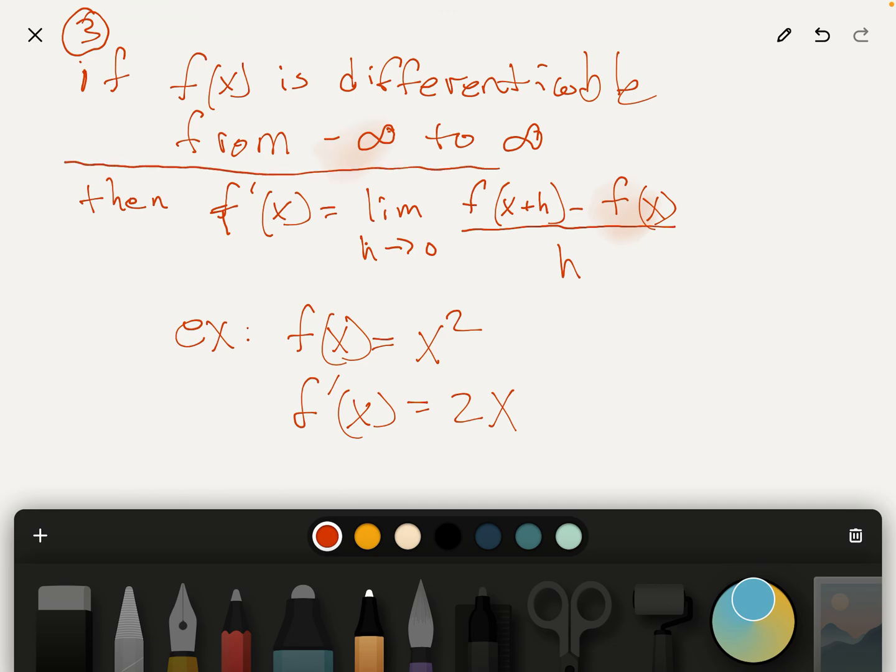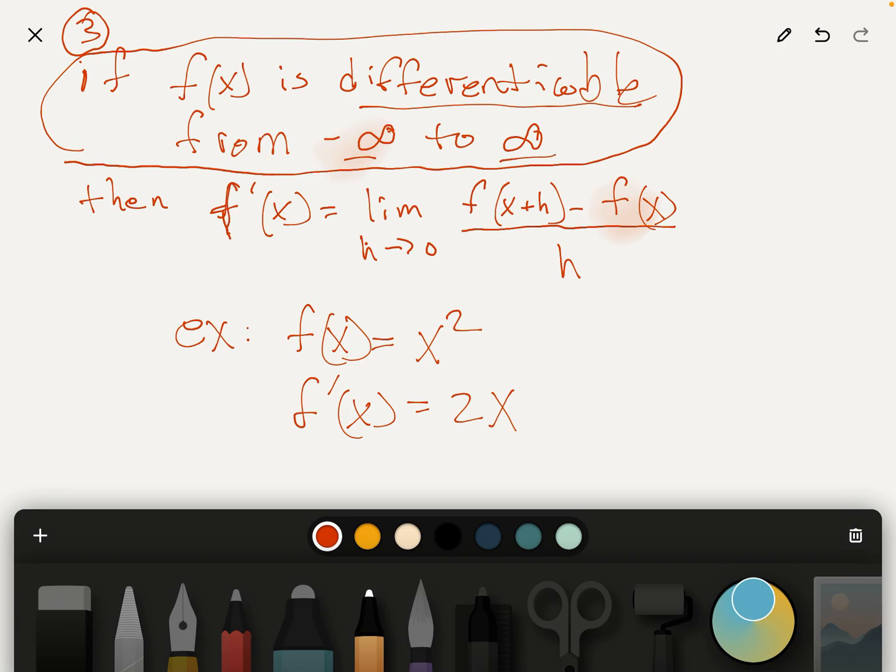So let's assume that f of x is differentiable everywhere from negative infinity to infinity. Then the standard definition of a derivative is f prime of x equals this limit here. So notice it's h, as h goes to 0, f of x plus h minus f of x over h. Okay, so take an example. Let's say f of x equals x squared, then f prime of x equals 2x.